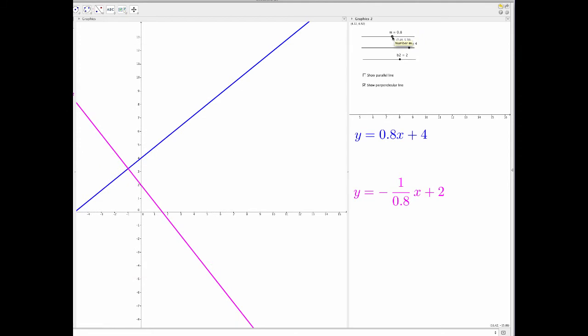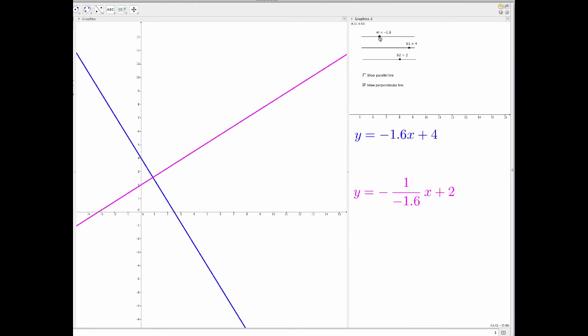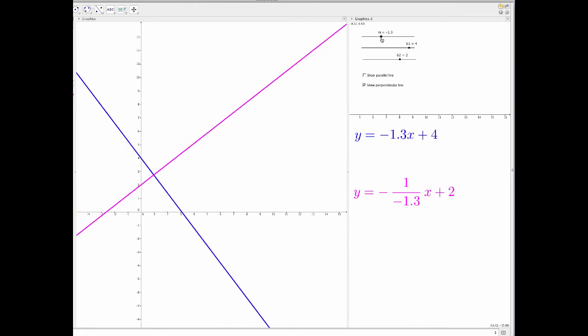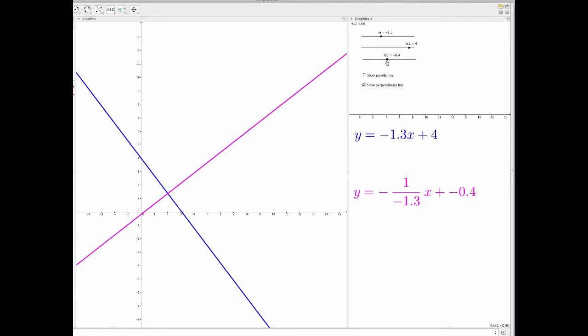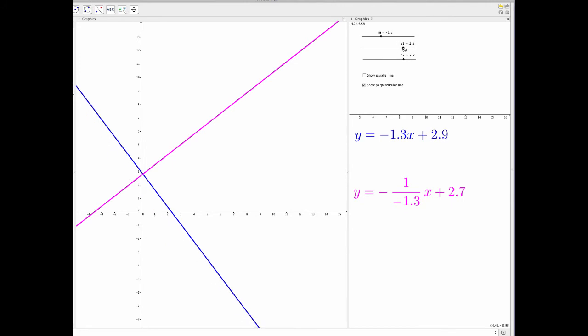Now let's see an animated demo of that. I constructed this purple line so that the slope is always the opposite reciprocal, and you'll notice that as I move them around, no matter where I move the lines, and no matter how I change the y-intercept on either line, both lines remain perpendicular.